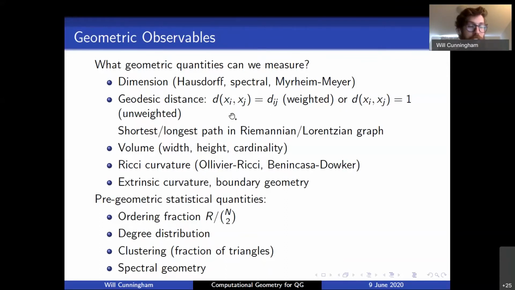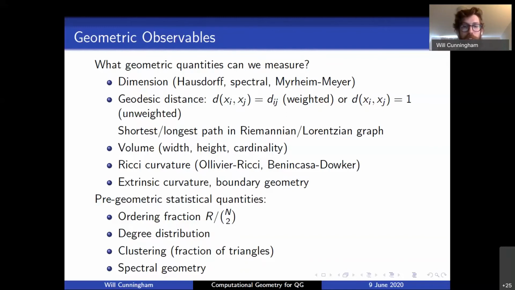A key interesting feature here is that for Riemannian graphs, the geodesic is going to correspond to the shortest path between 2 points, whereas for a Lorentzian graph, it's going to correspond to the longest path. The reason for that is that in Lorentzian geometry, we have long-range causal connections due to the light cone structure. So a shortest path is simply going to bounce off the corner of a light cone and go straight from A to B if those 2 points are causally connected.